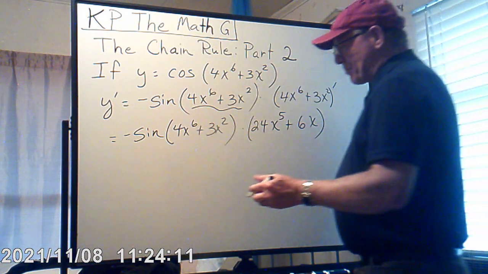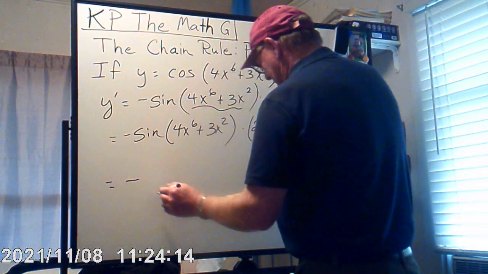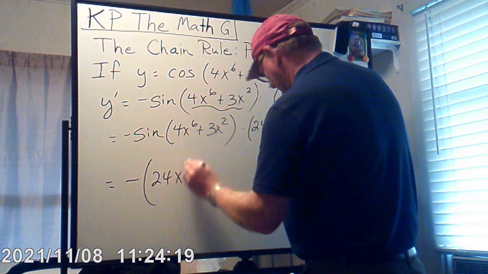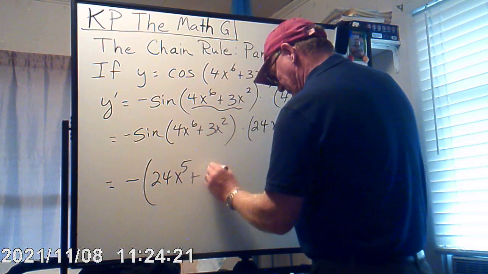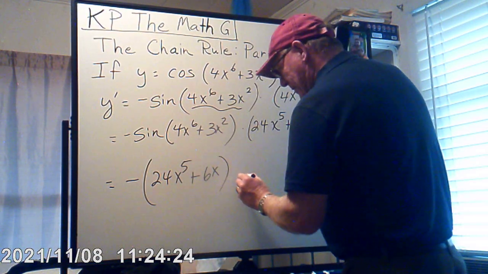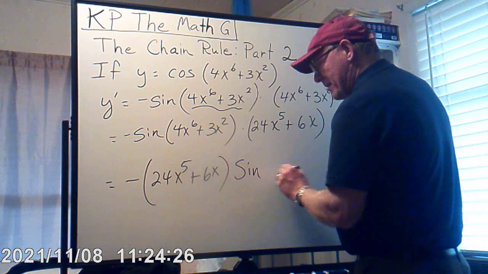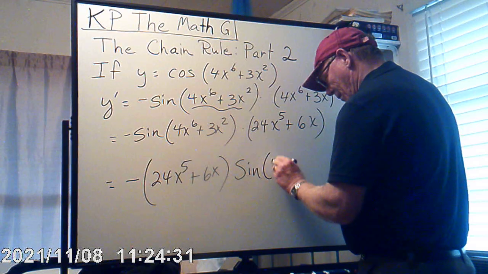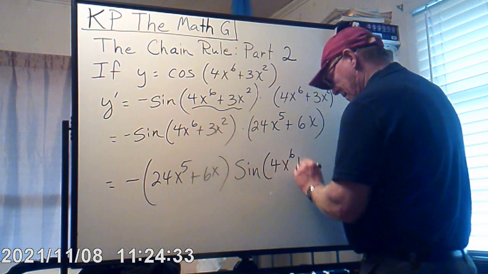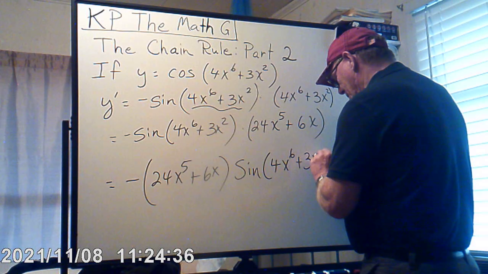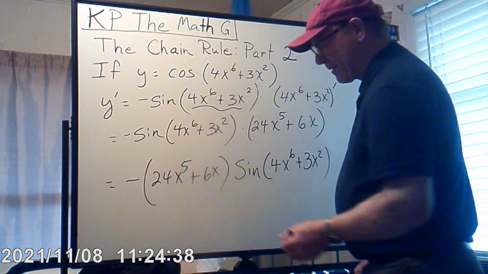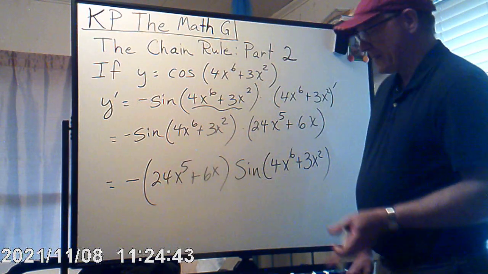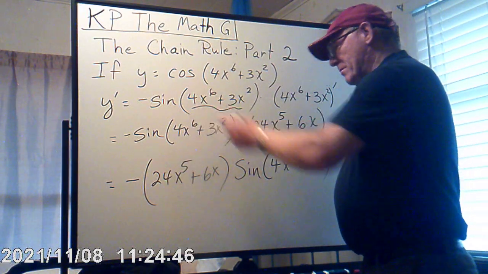As a matter of fact, it probably would not be a bad idea to just do this if you want to: 24x to the 5th plus 6x, and then sine, and put the sine trailing that, of 4x to the 6th plus 3x squared. Now, that's probably better. And if you wanted to distribute the negative over both of them, you could. It's okay. Either way is fine.